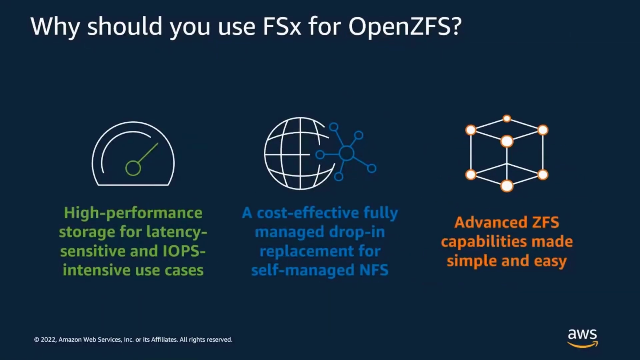So why should you use FSx for OpenZFS? There are really three categories of usage and capabilities that we see. FSx for OpenZFS delivers really high performance storage for latency sensitive and IOPS intensive use cases. It provides a cost-effective, fully managed drop-in replacement for your existing self-managed NFS servers. And lastly, it provides advanced ZFS capabilities for working with data, made simple and easy via the AWS console and the FSx API. So we'll dive into each of these three areas individually, starting with the first one.